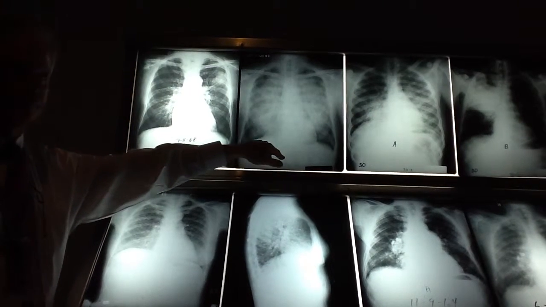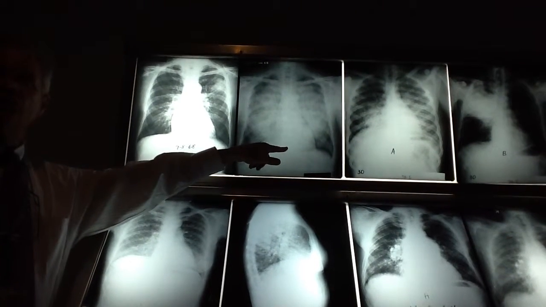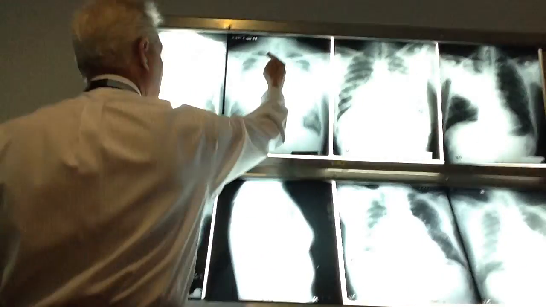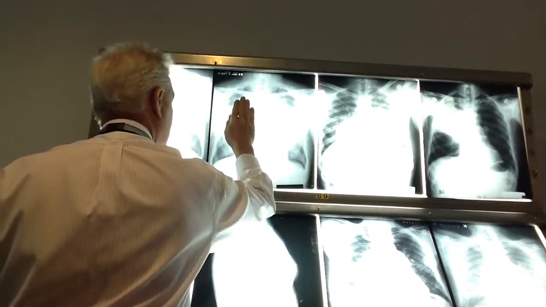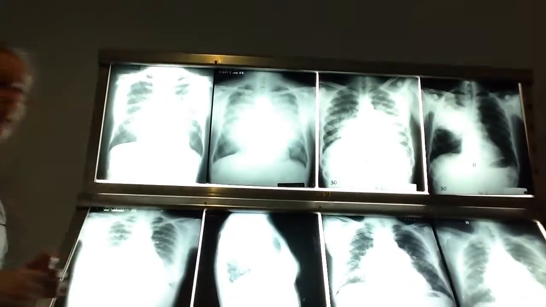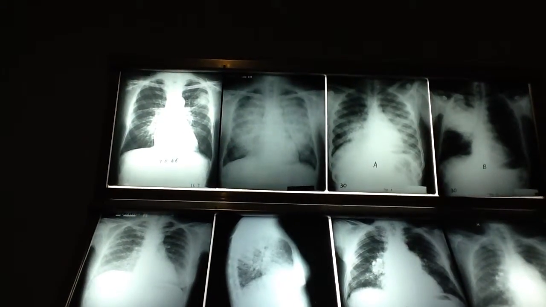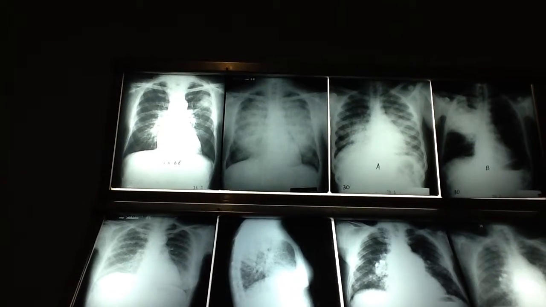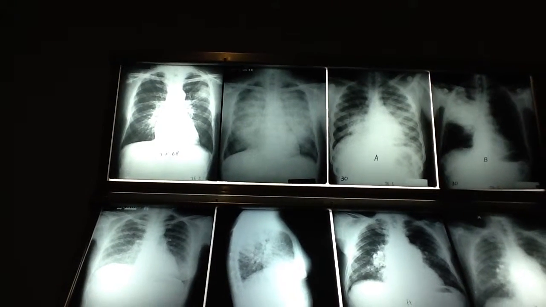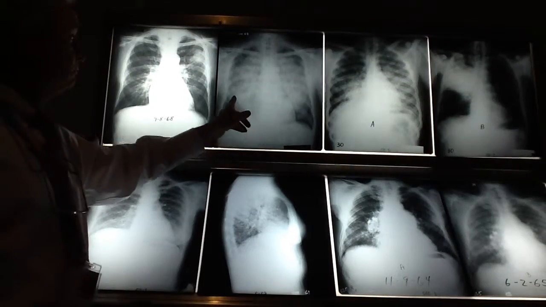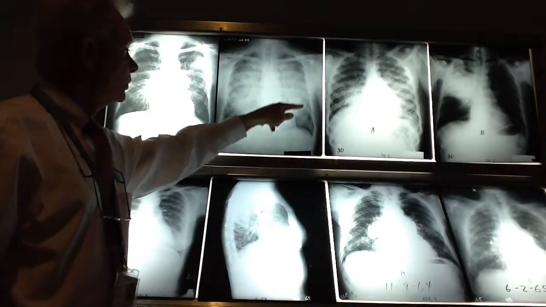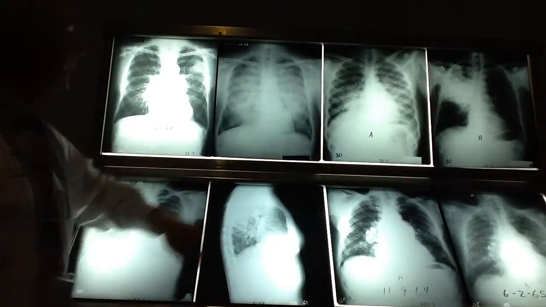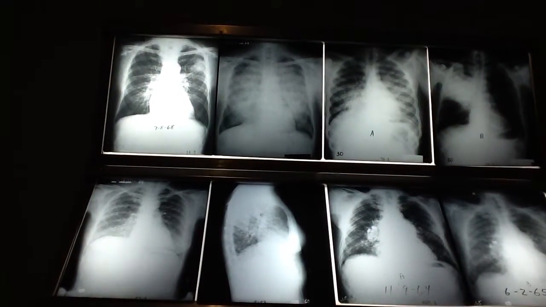Look at this one. This is also airspace consolidation. But do you see how this is all here and it's all here? This patient has bilateral medullary lung density. Agree? Would you say it's fuzzy? Yes. Would you also say cortical lung is clear? Yeah. And that's what's called the butterfly shadow.